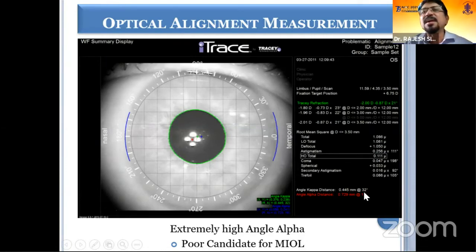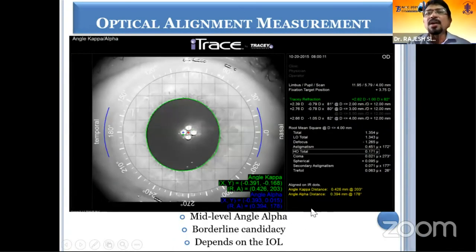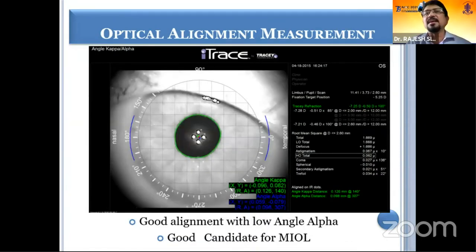You can see angle alpha is 0.729. So it is a poor candidate. This is a borderline one. Angle alpha distance is 0.426. So you have to select that specific IOL. It is a gray area wherein you have to select the IOL carefully. And here the angle alpha is 0.098, which is almost coinciding with the visual axis, so it's a good candidate for multifocal IOL.